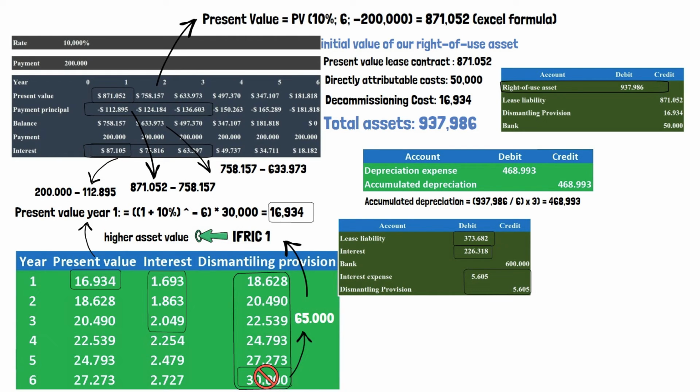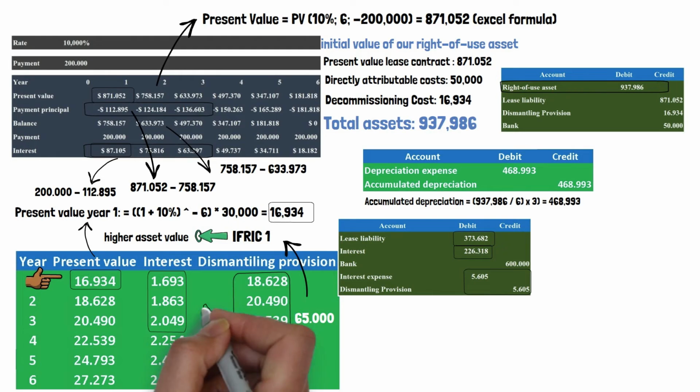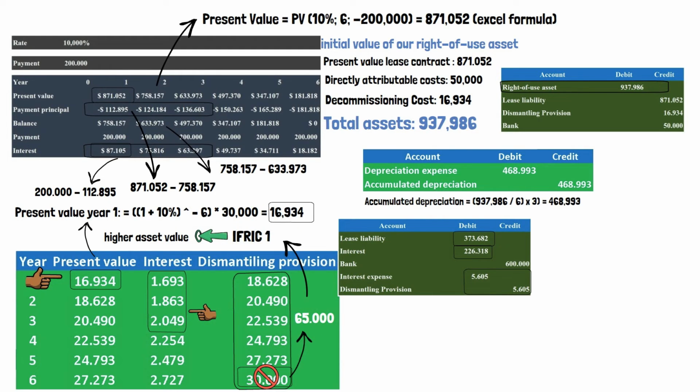However, before making this accounting adjustment, we must determine the carrying amount of the decommissioning liability at the end of year 3. For this we know that the initial balance of the dismantling provision is equal to $16,934. This value must be adjusted by the interests of years 1, 2, and 3. Since the balance of the dismantling provision at the end of year 3 is equal to $22,539.